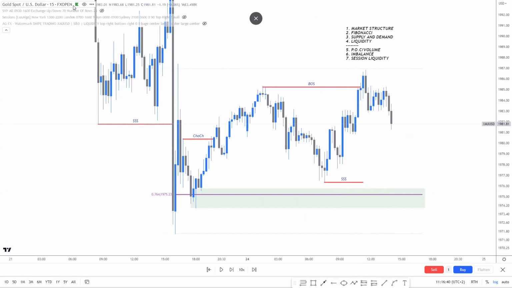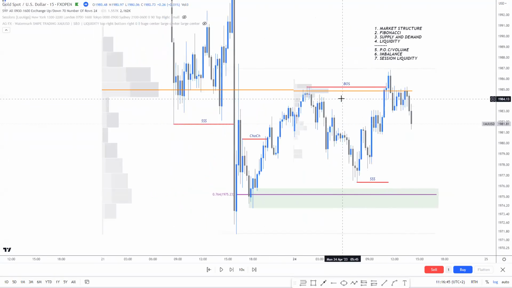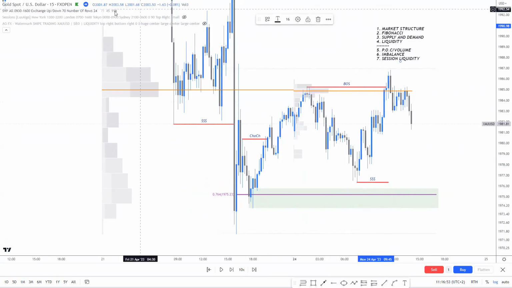So first of all, point of control. It did not line up. It was right up here. Then you will see for the sell, it did line up perfectly with the point of control. But for the buy, it did not line up. We did not have that confluence.